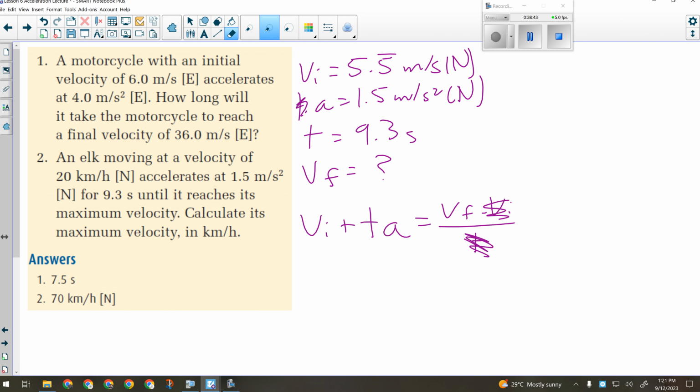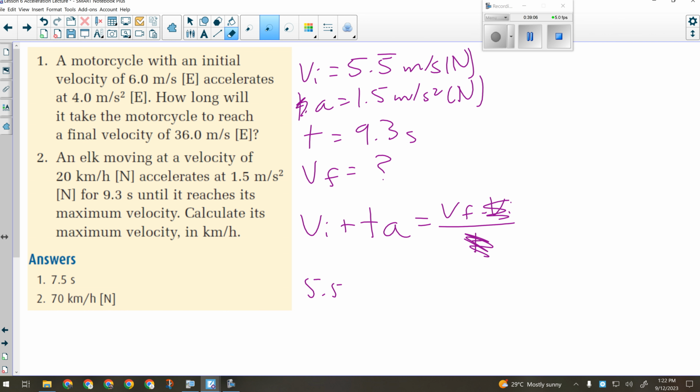If I go to work in the morning with no money, and I work for 8 hours, and I make, I don't know, $100, the change in money is $100. My final money is $100. I added the change to my initial amount of money and got my final amount of money. Everybody kind of follow me on that? All right. So now I can plug in my numbers.